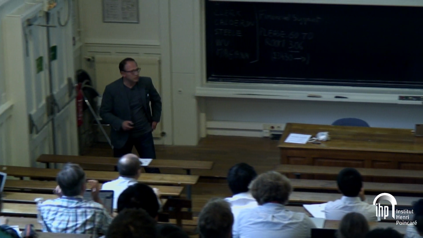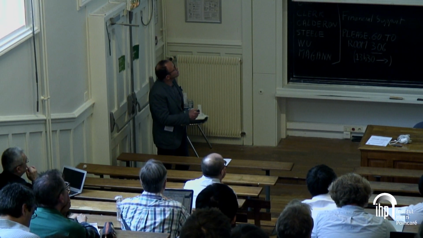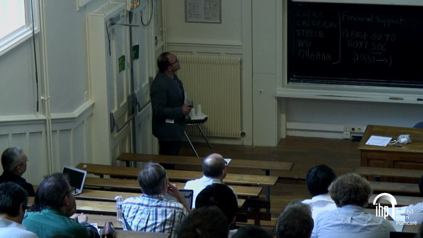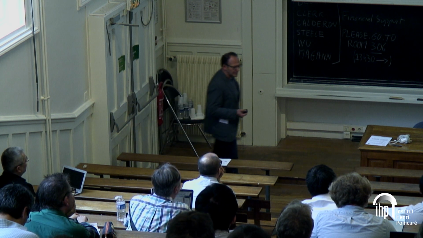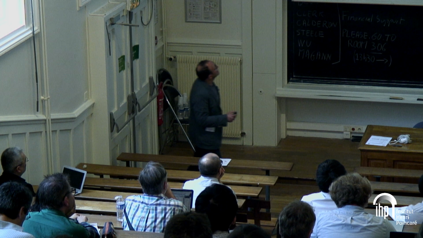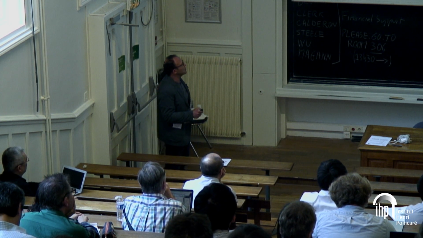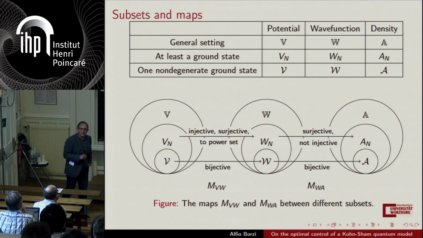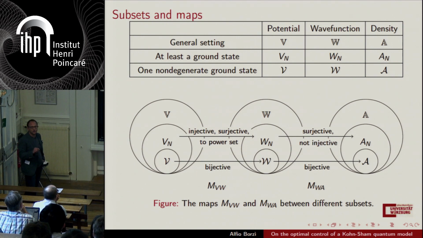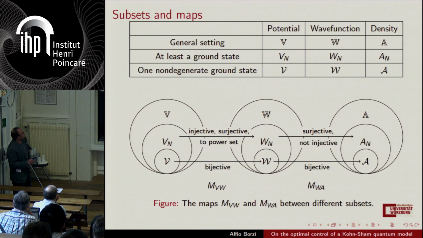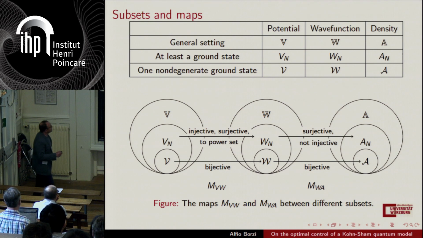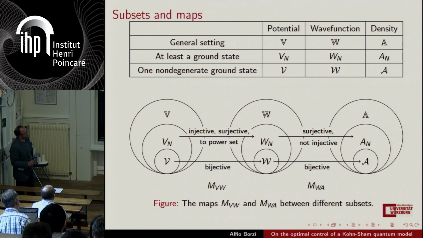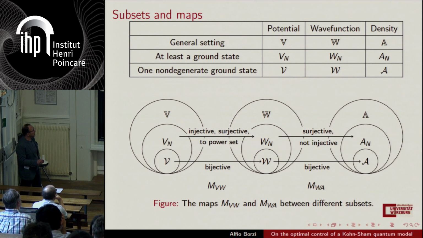Well, in general not, if you are in these spaces, in the general setting I said. But if you go to a space where it's guaranteed that the potential has some ground states, then it is actually almost possible up to power sets. But let's make the discussion clearer, just considering the last line. So if we assume that the potential has a non-degenerate ground state, then this mapping between potentials, wave functions, and density is bijective. So if you give the density, you can go back to the potential.